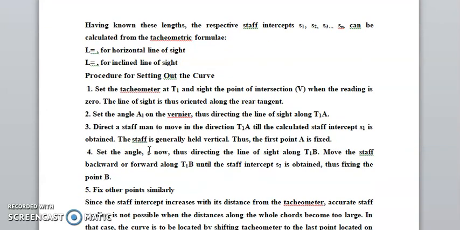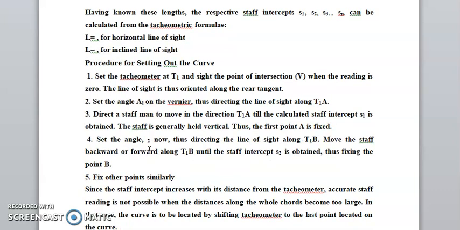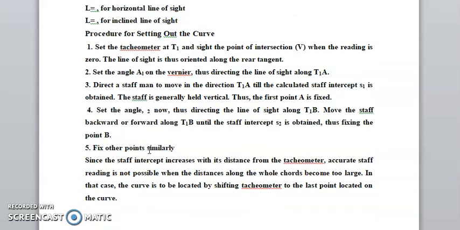Since the staff intercept increases with the distance from the tachometer, accurate staff reading is not possible when the distance of the long chord becomes too large. In this case, the curve is located by shifting the tachometer to the last point located on the curve.